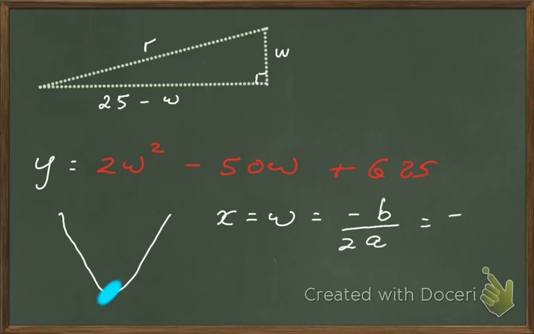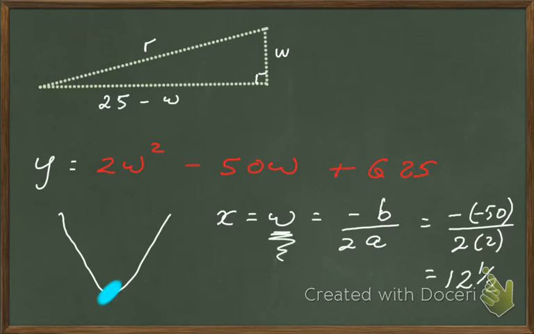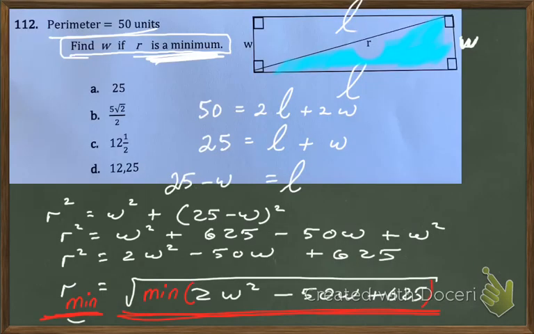B is minus 50, so it's minus 50 divided by 2A. A is 2, so it's positive 50 over 4, and positive 50 over 4 is 12.5. And when W is equal to 12.5, R will be a minimum, and therefore the answer is C.